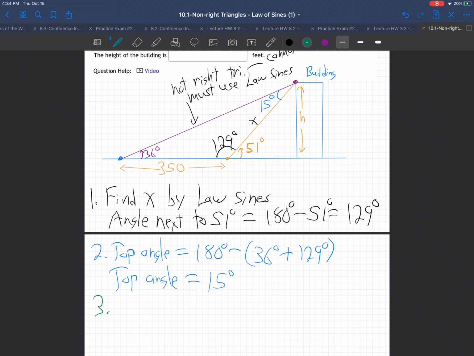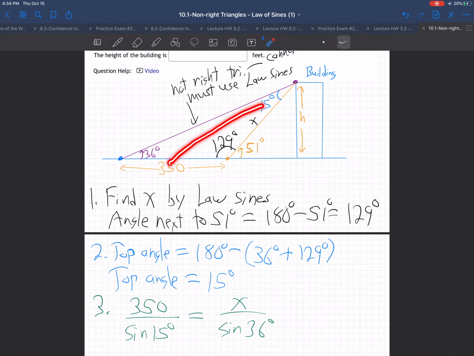So we'll say 350 over the sine of 15 degrees must equal x over the sine of 36 degrees. Do you see that? Because remember, any side over the sine of the angle across from it is equal to any side over the sine of the angle across from it. That's what the law of sines says. Side over angle, where the angle and side are opposite of each other.